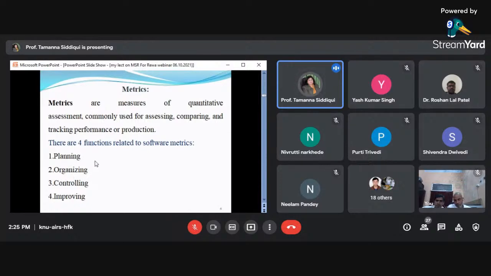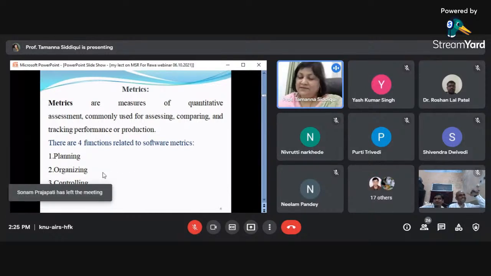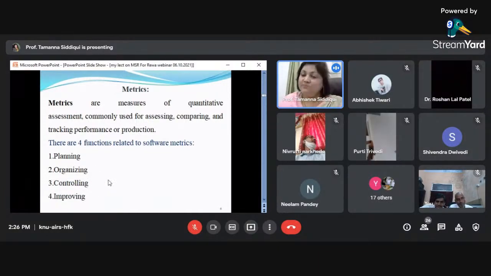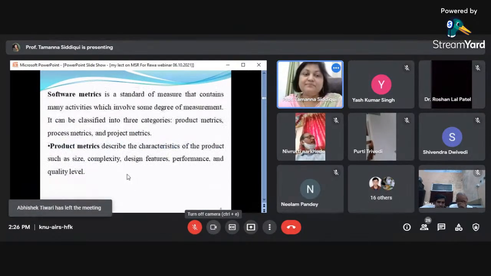So if you are leading a project, you will go through the four steps: planning, organizing, controlling, and improving. For all steps, different kinds of metrics are available, and you will be able to measure different perspectives of the software at the stage of planning, at the step of organizing, and to control and improve the quality. That means for all four purposes, metrics are available in software engineering.